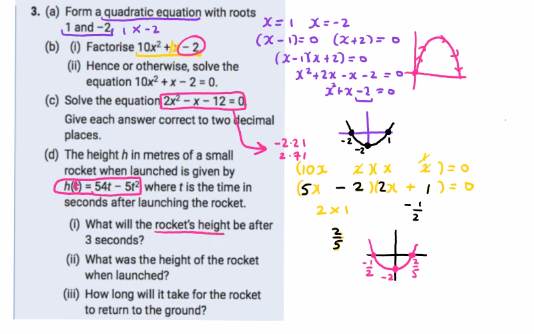So what will the rocket's height be after 3 seconds? So it's just substitution. When t is equal to 3, we're going to get 54 times 3 minus 5 times 3 squared. So that's going to be, on a calculator, we'll do it for you, but 162 minus 45, which will be 117 meters high for the rocket after 3 seconds.